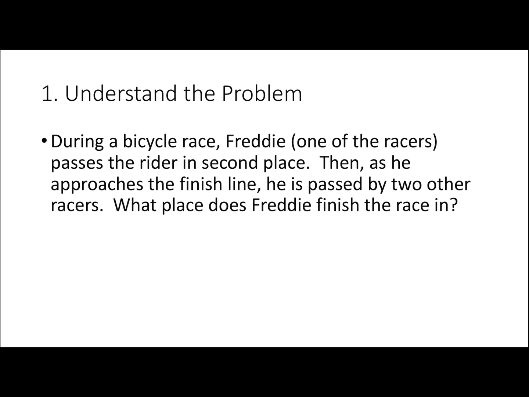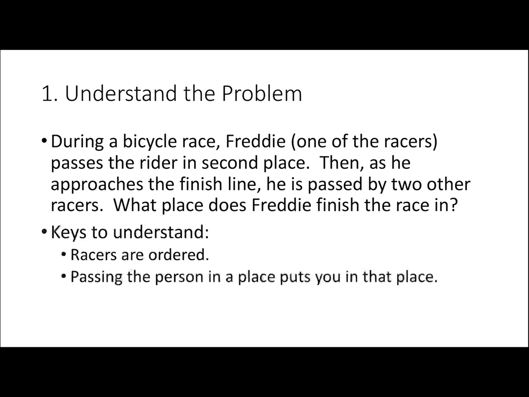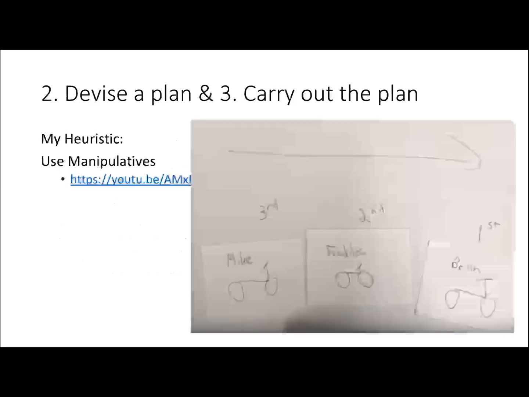I think something that would be really helpful here in understanding this problem is if you've seen races, you've seen NASCAR, you've seen track meet races, or that kind of thing. And then it's also the realization that if someone passes someone else, they take that person's place. Okay, so recognizing the races are ordered and how they're ordered, and then passing someone puts you into that place.